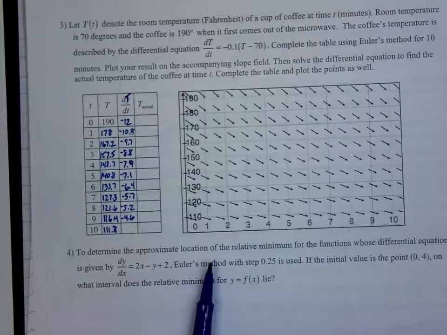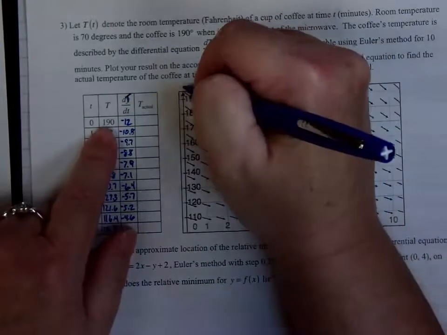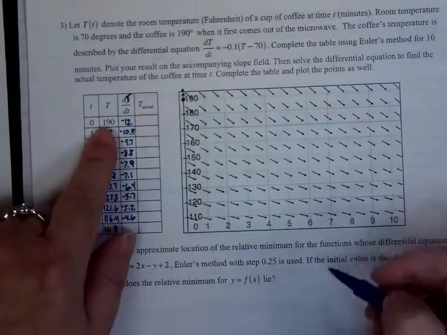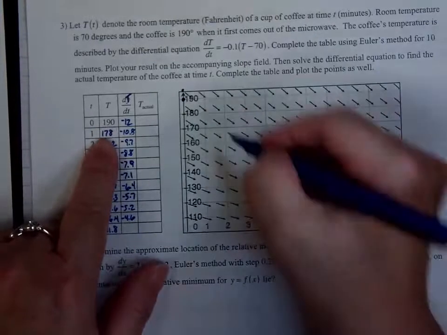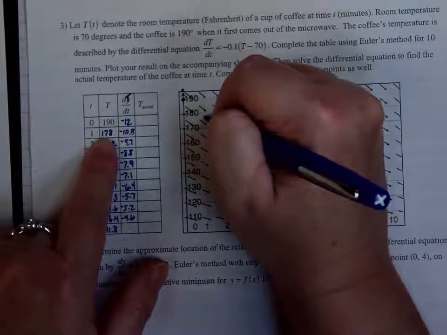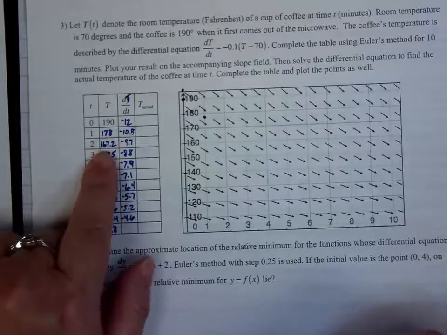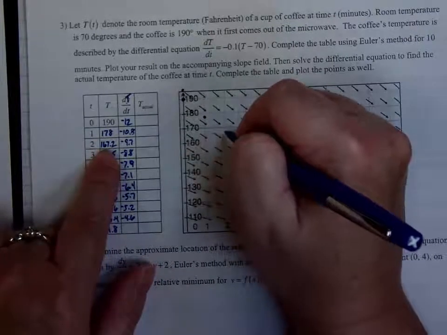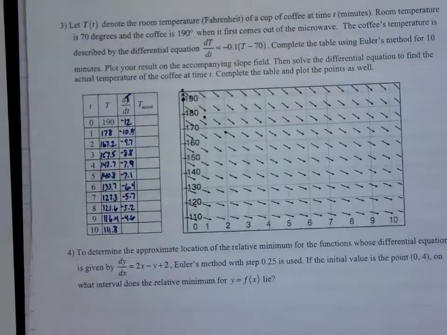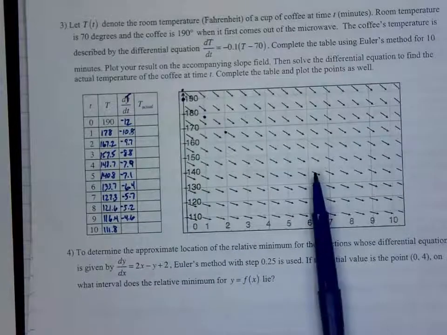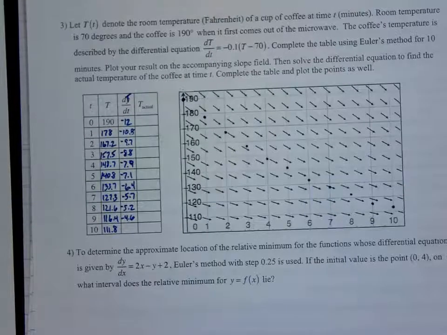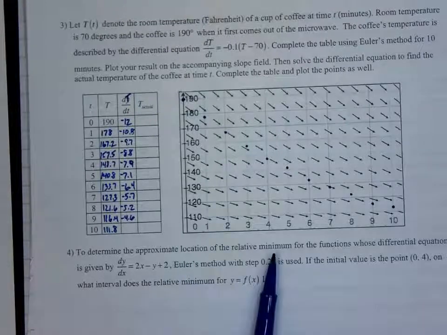So 0, 190, that's right on the y-axis, right up here at 190, okay? And then 1 is 178, so it's about right below 180. You see what I'm doing? 2 is 167. It's a little bit lower, and so on. So plot all those points that you just found. That dot up above the graph is wrong. Yes, go ahead and connect them. And if you notice, they follow the slope field pretty well, don't they? So go ahead and connect them with a smooth curve.